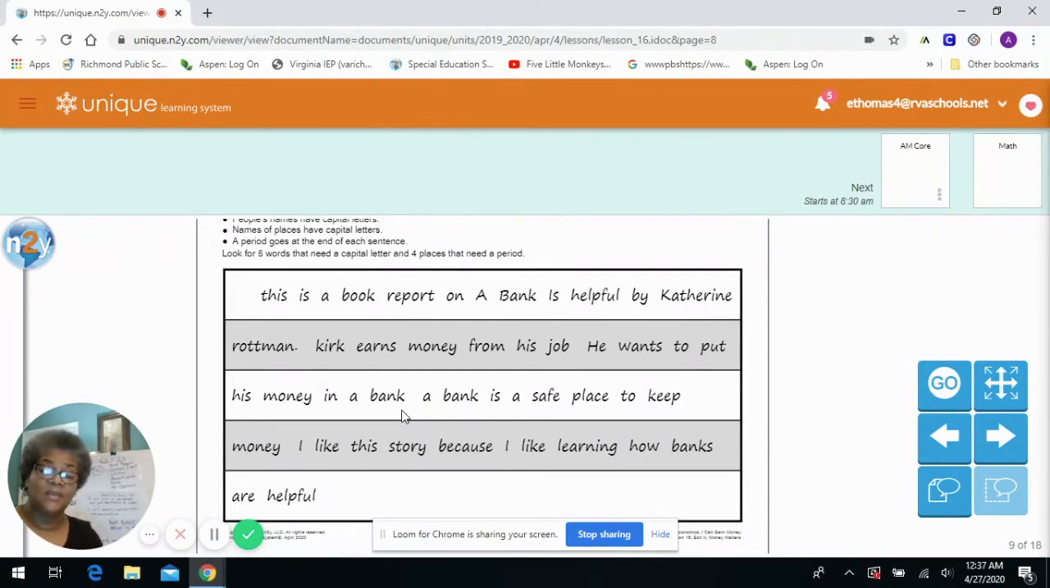A bank is a safe place to keep money. All right, a safe place to keep money. Is that it? That's a complete thought. Yeah, that's a sentence. A complete thought. I like this story because I like learning how banks are what? Helpful. Let's see. Let's make sure we've done everything we're supposed to do.